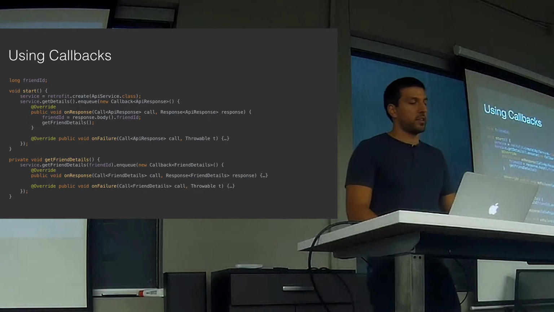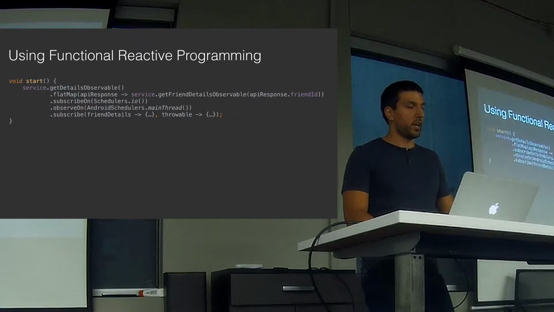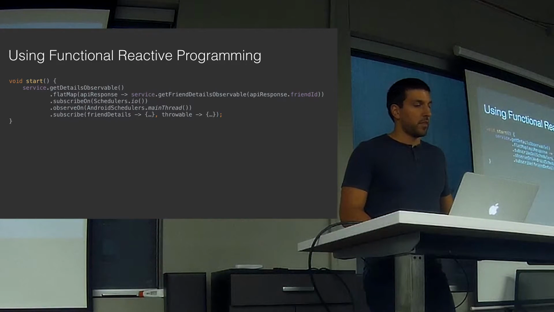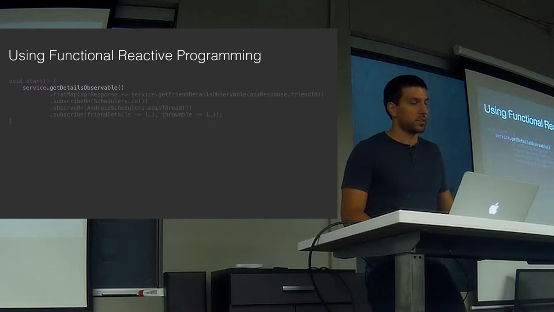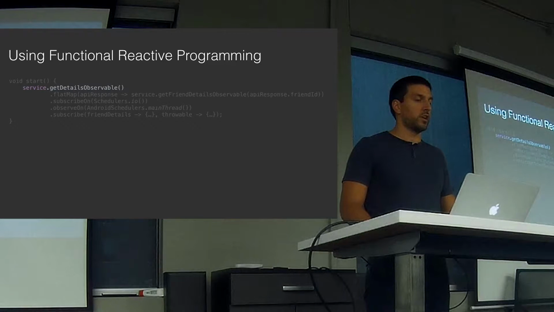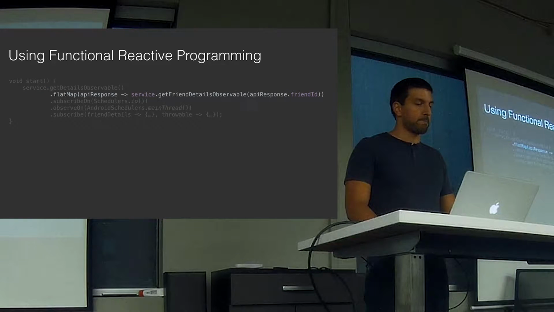So back to our callback, this is what our two requests callback framework looks like. And if we were to use a functional reactive programming setup, we could get it down to something like this. And so here we're doing the same things. We are starting off with our first request, which is an observable now, and Retrofit has a very easy integration with RxJava to turn your interface methods into observables.